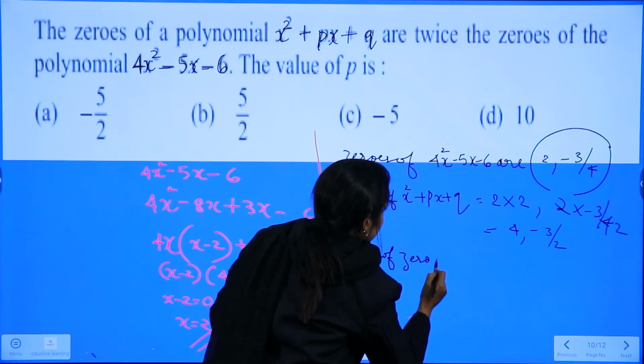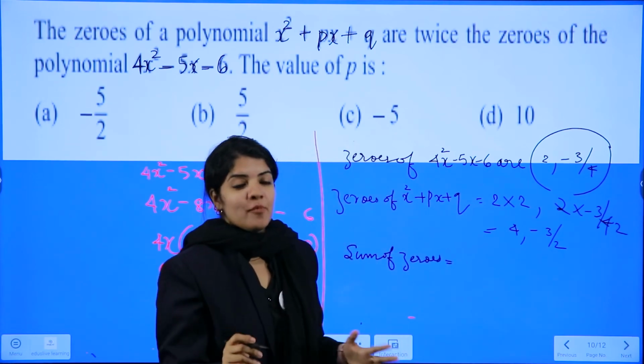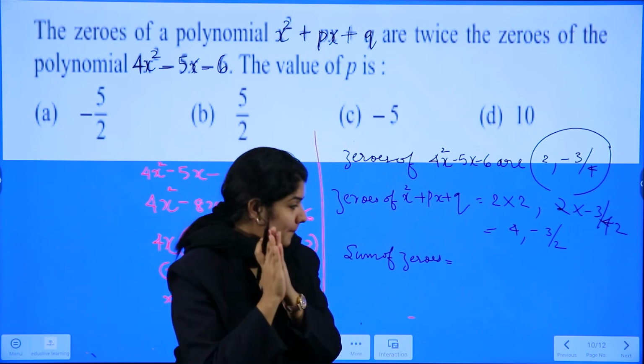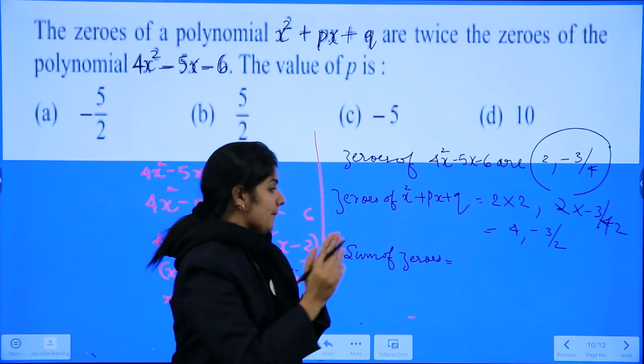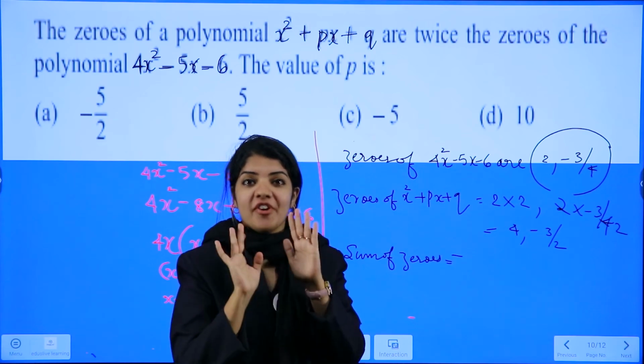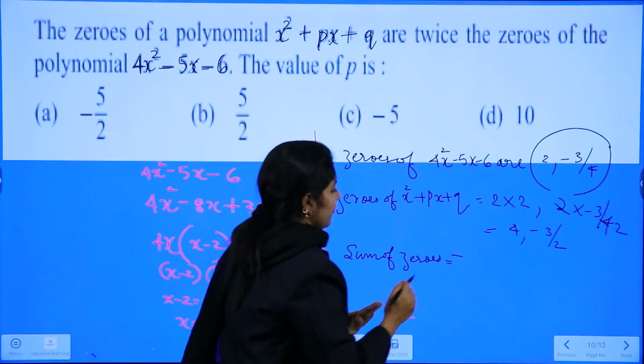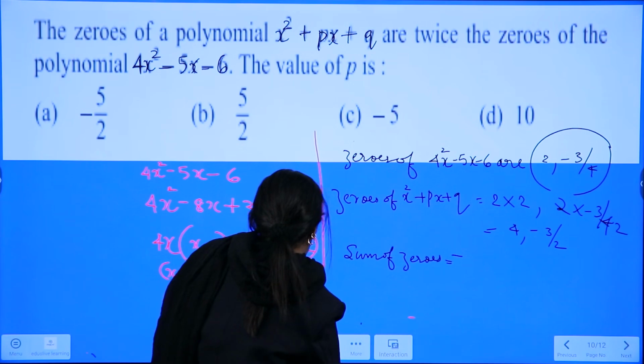Next, we will be finding the sum of zeros. What is the formula to find the sum of zeros? Sum of zeros means minus b by a, which is minus coefficient of x divided by coefficient of x square.